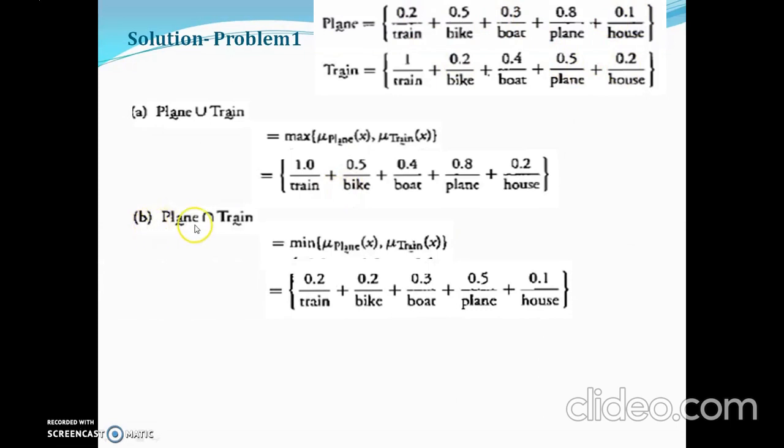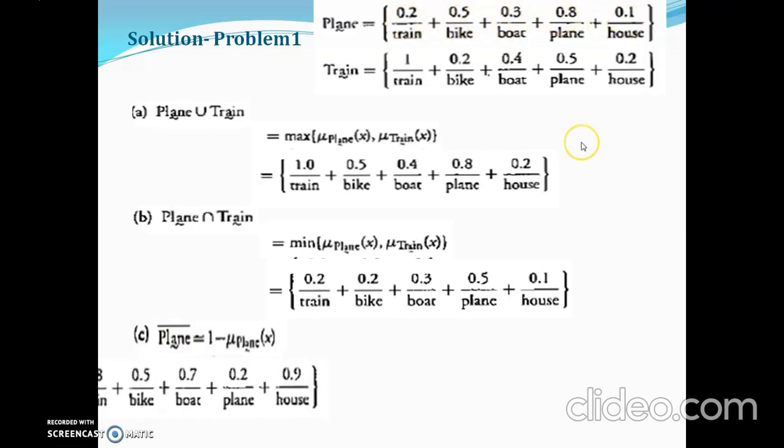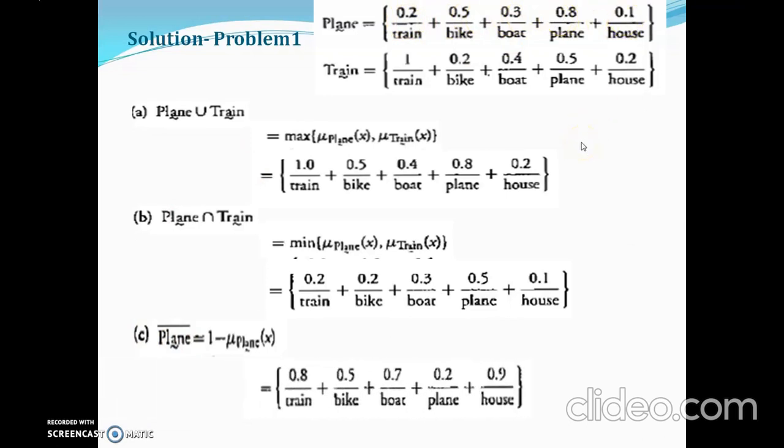Come to the third question. Calculate the complement of the plane. Take the membership value and calculate 1 minus it. So 0.8, 0.5, 0.7, 0.2 and 0.9 will be the result for the plane complement.